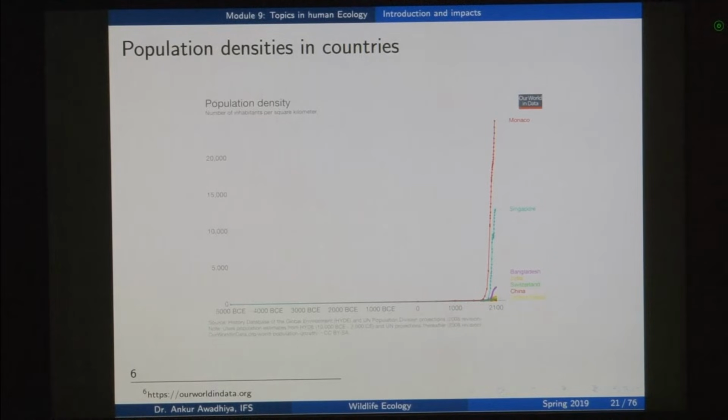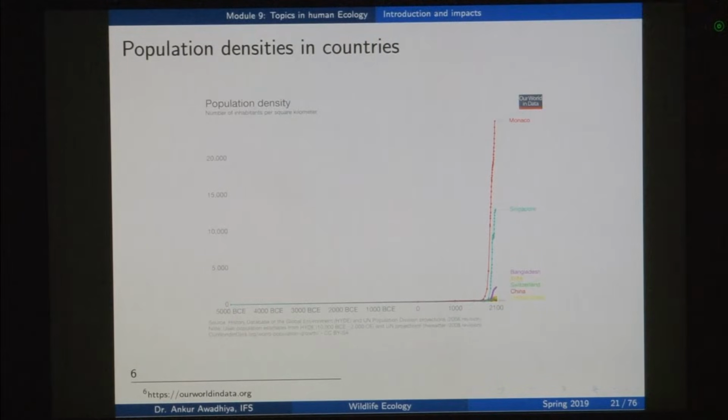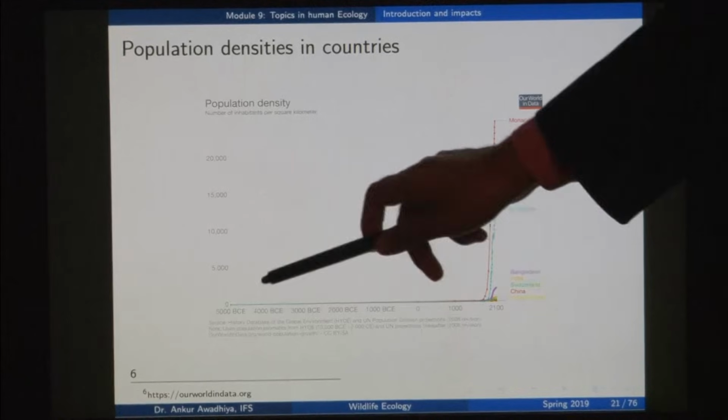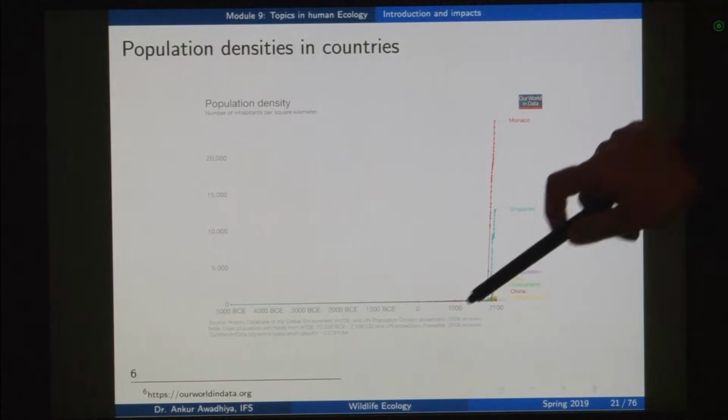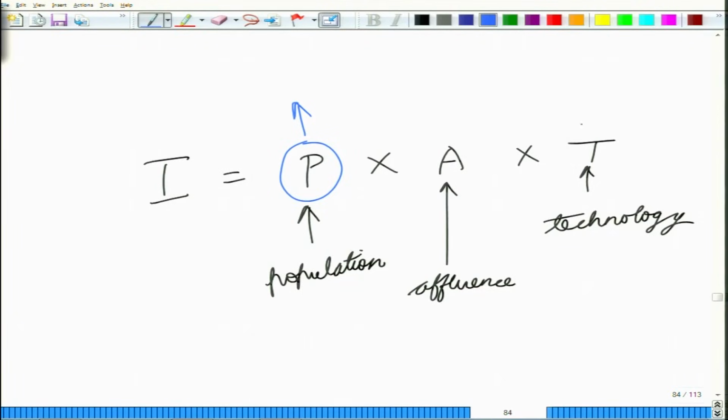And in the case of certain countries or territories such as Monaco, the population is as high as more than 20,000 people living per square kilometer, and these population densities have also risen with time. So, we can see an exponential increase in the number of people and in the number of people per unit area. Now, let us talk about the next thing, which is the affluence.